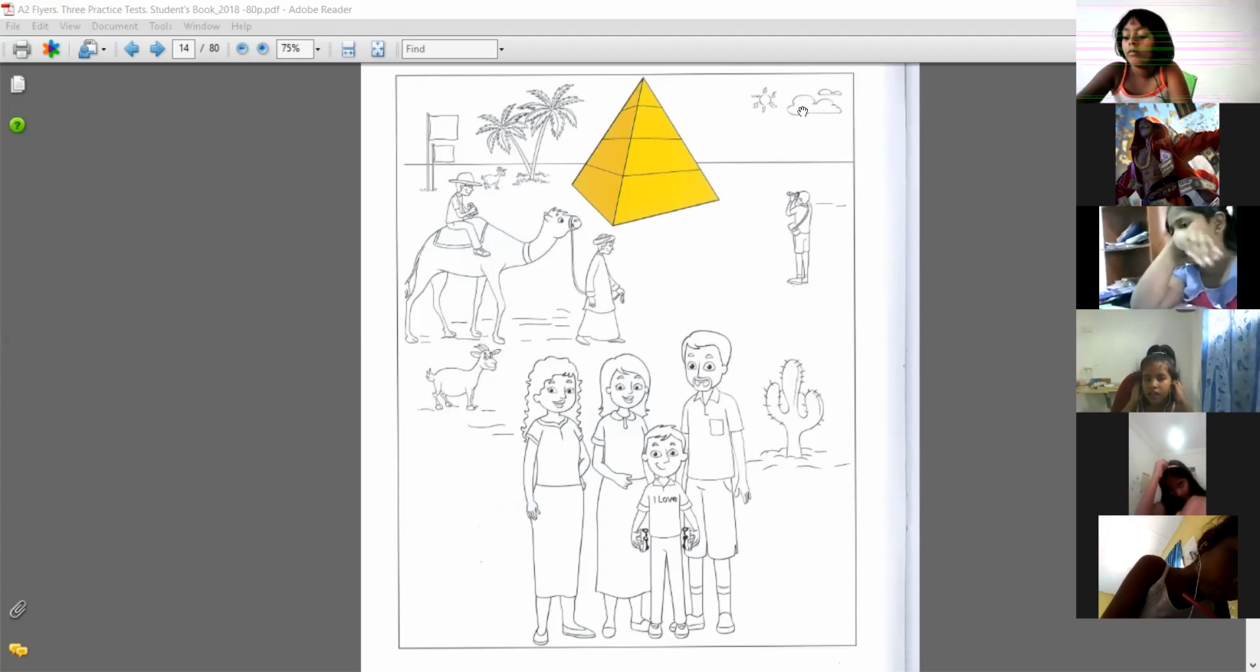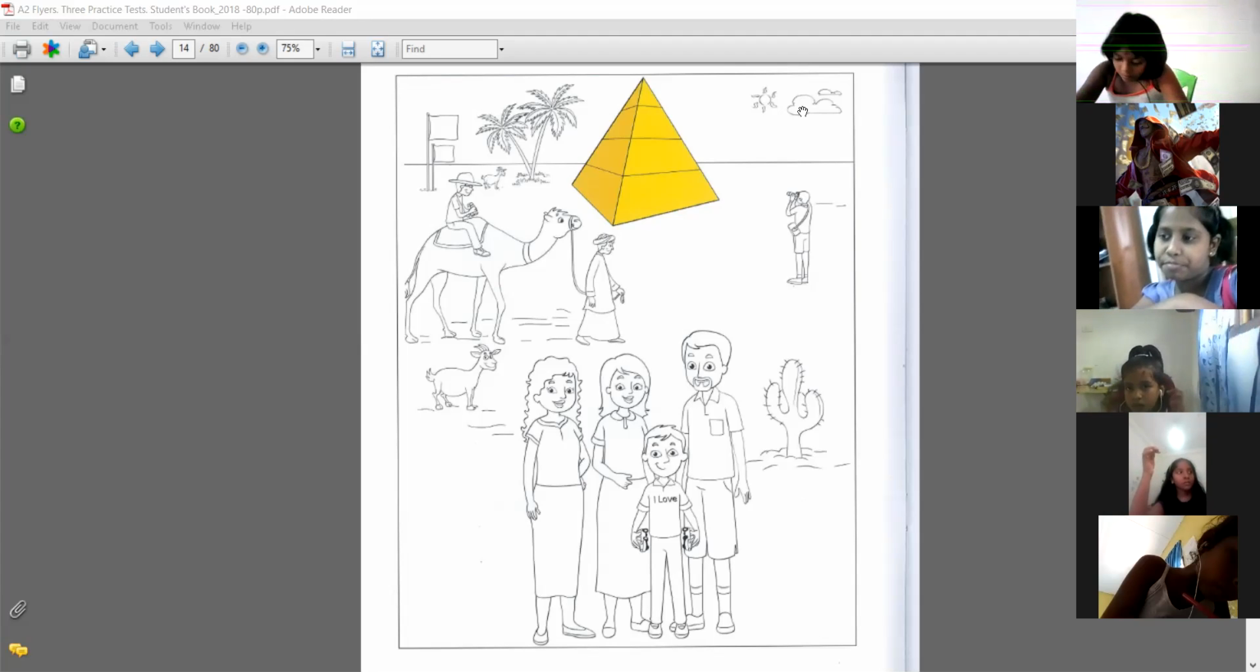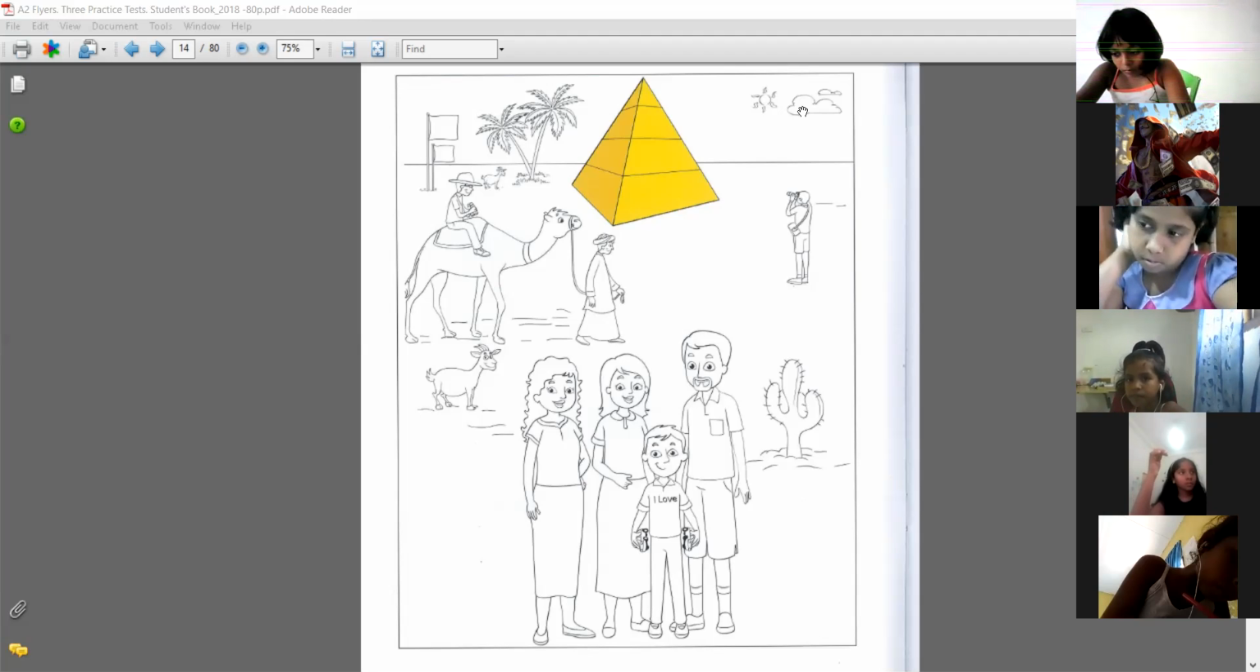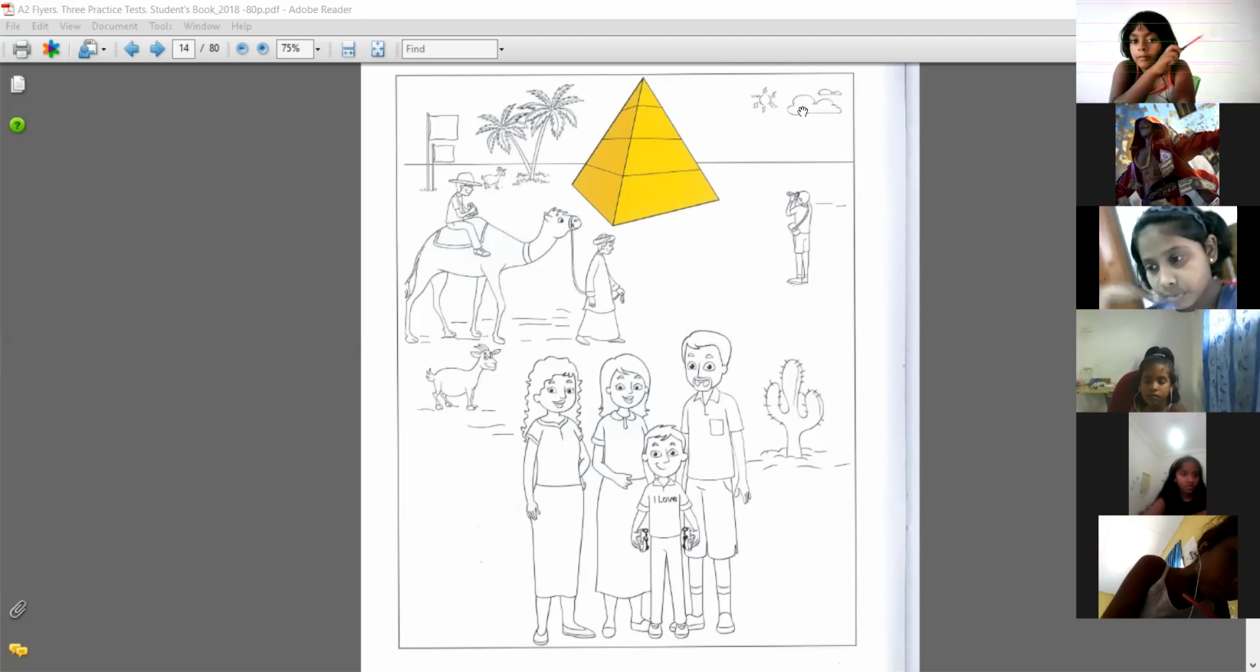Can I write something now? Yes, okay. Do you remember the pyramid that you colored? Yes, I do. It's very big. Yes, it is. Could you write the word big on the pyramid? No problem.